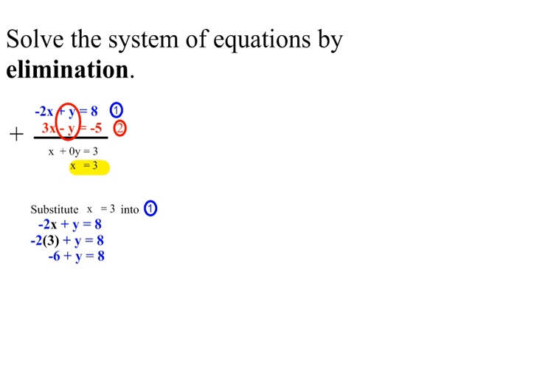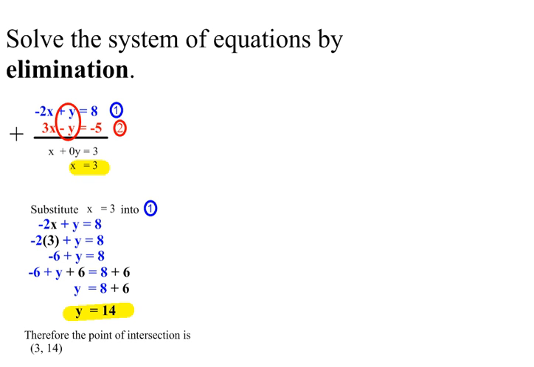I want to bring the negative 6 to the right side of the equation. So I add 6 on both sides. And that's going to give me y is equal to 8 plus 6. So y is equal to 14. So here we're finished. This is our answer. We can say, therefore, the point of intersection is the point (3, 14).